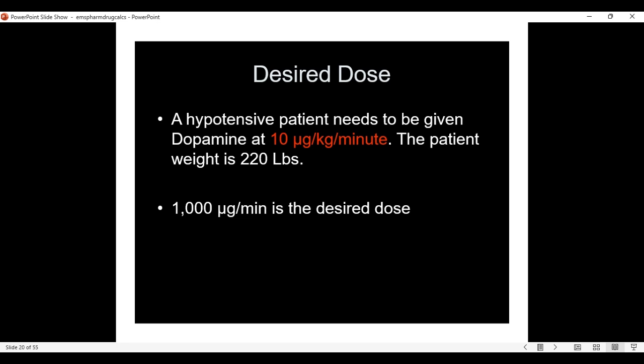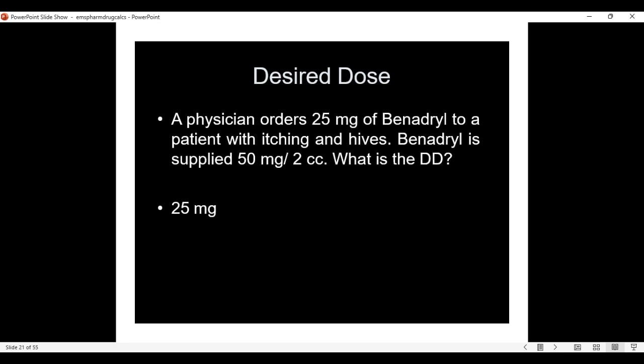Kilograms. Yeah. So it'd be 100. So it'd be 1,000, right? 10 times 100 is 1,000. So 1,000 milligrams would be our desired dose.